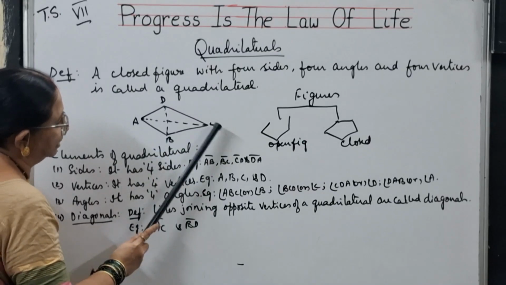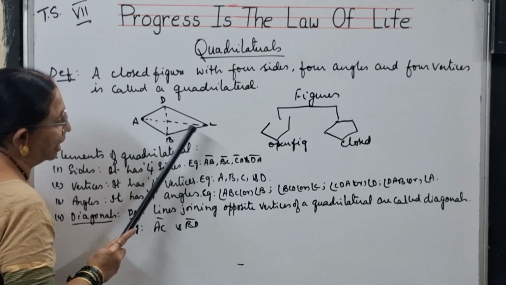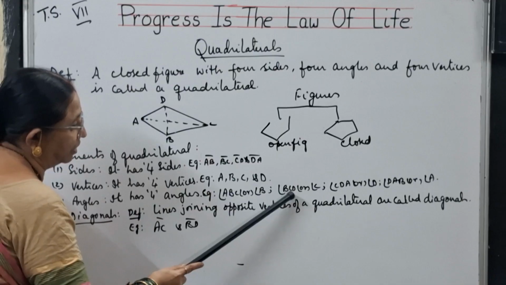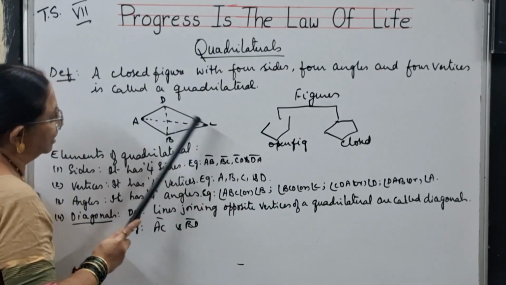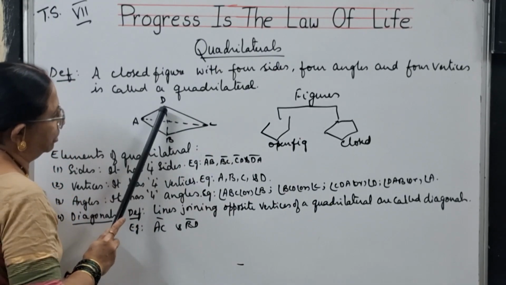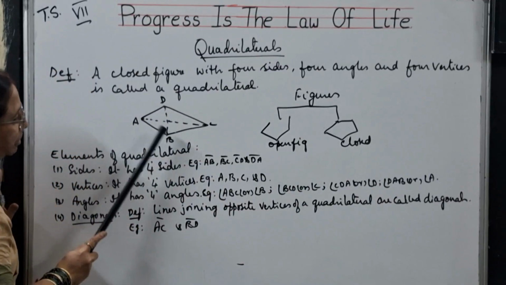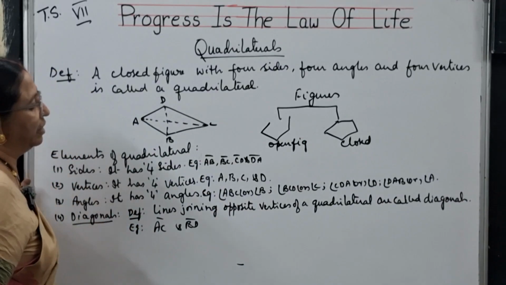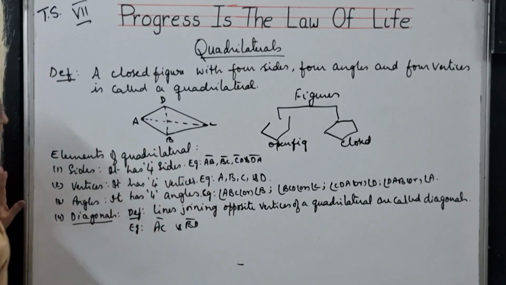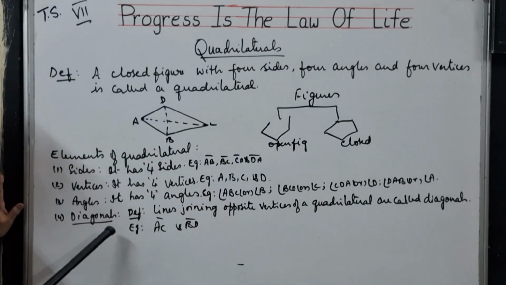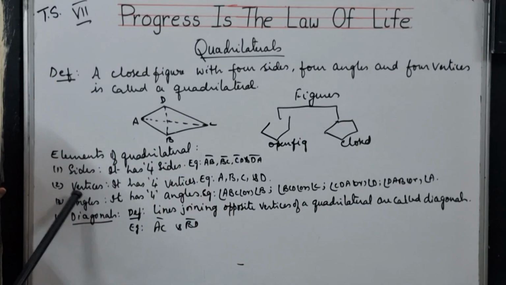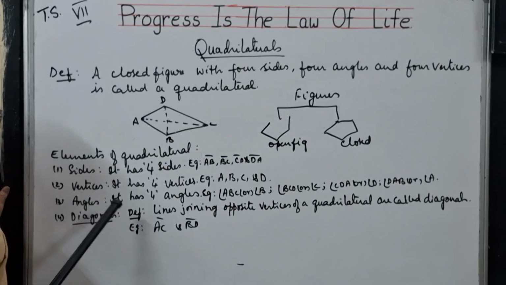Angle BCD is named as angle C. Middle one is C. Angle CDA is named as angle D. Then angle DAB can also be named as angle A. So these are the four angles, and it has got four vertices, as I have told.